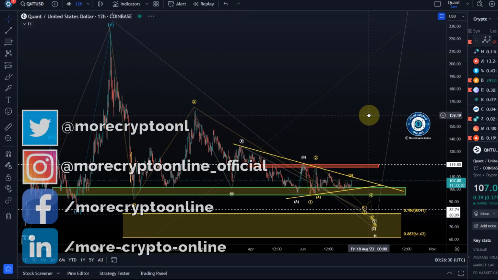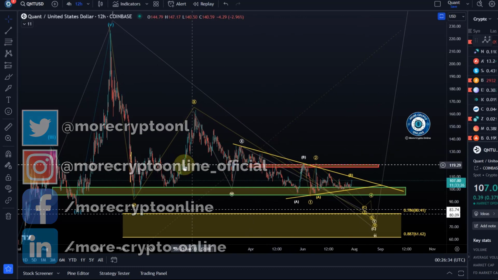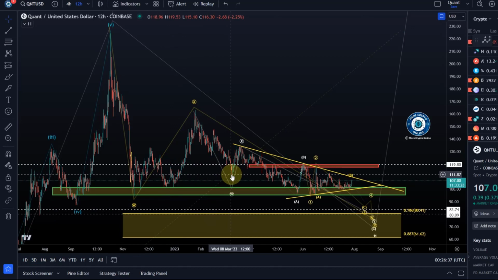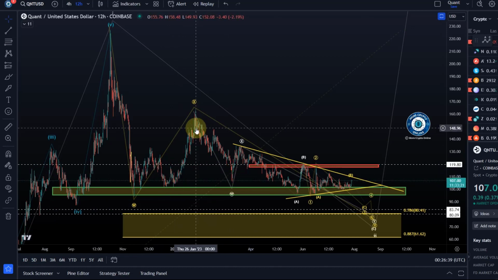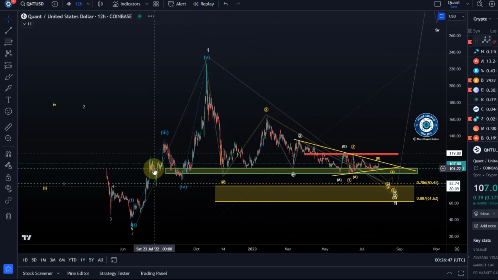Yeah, the QNT chart is probably one of the most boring ones this year. Price has really just been moving sideways since March, and even before that it wasn't really impulsive. But that's typically how crypto charts work, you know. You get these rallies when nobody's thinking about it, right?